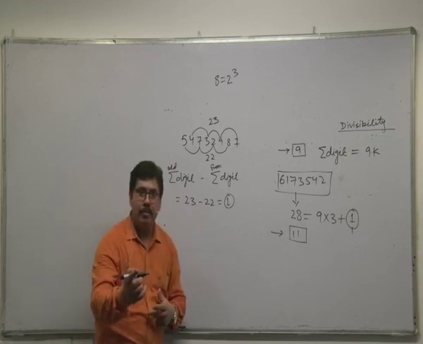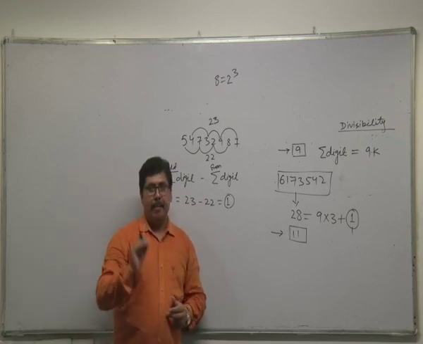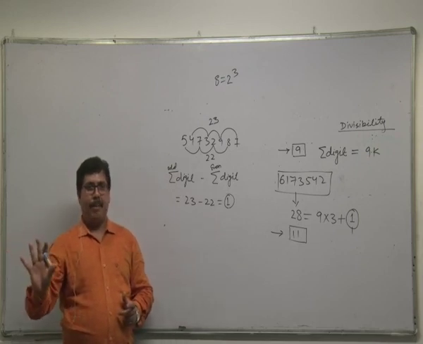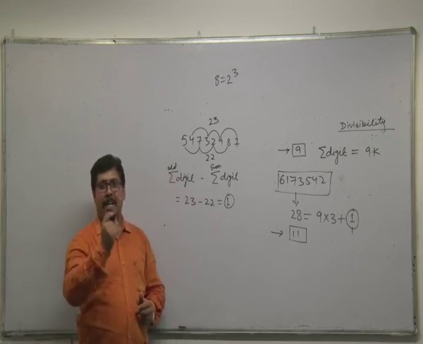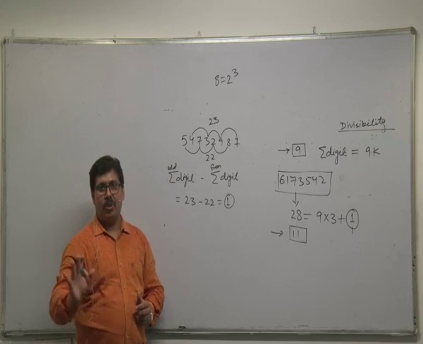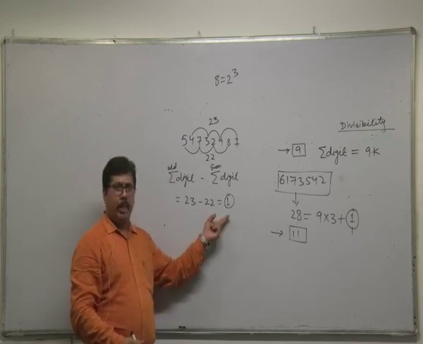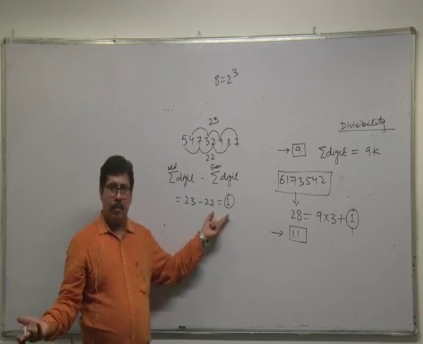Minus 2 means 9. Minus 3 means 8. Minus 4 means 7. Minus 5 means 6. And so on. If it is positive, then there is no issue. 1 is my remainder.